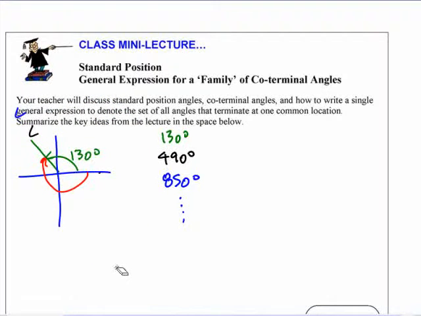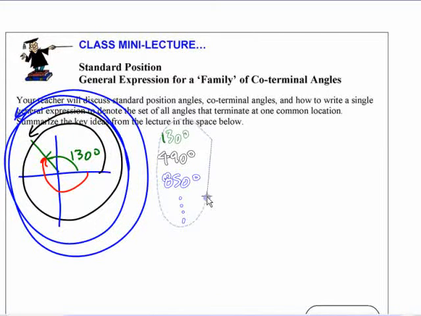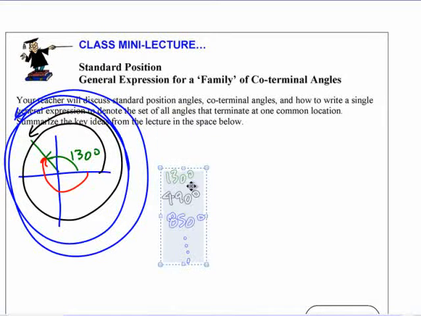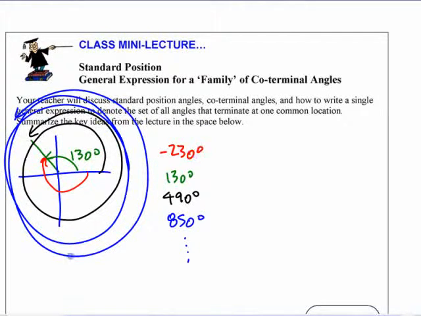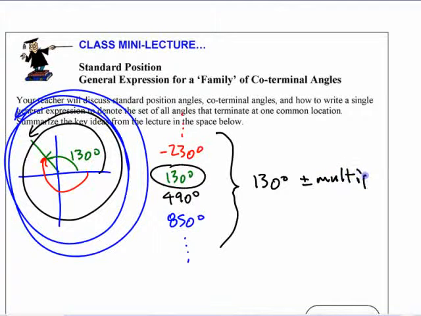We'll get rid of some of these lines here. Negative 230 degrees. This could keep going this way too. If you want to write an expression for that, the way you can write that is, you could pick one of them, and then add on multiples of 360. Or algebraically, the way you'd say it is 130 degrees plus n times 360.